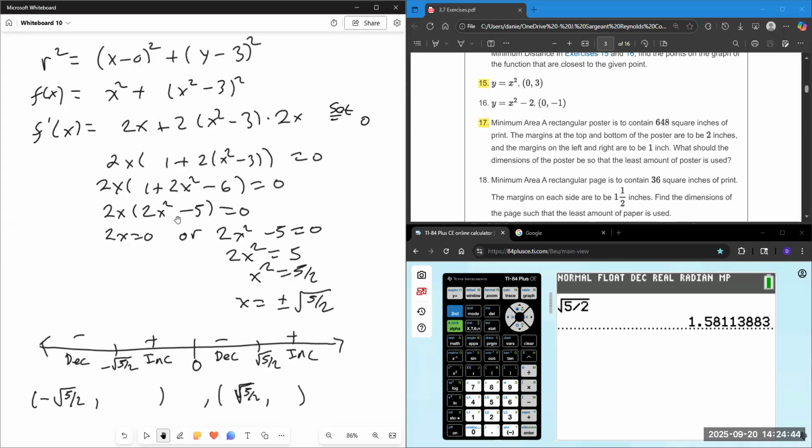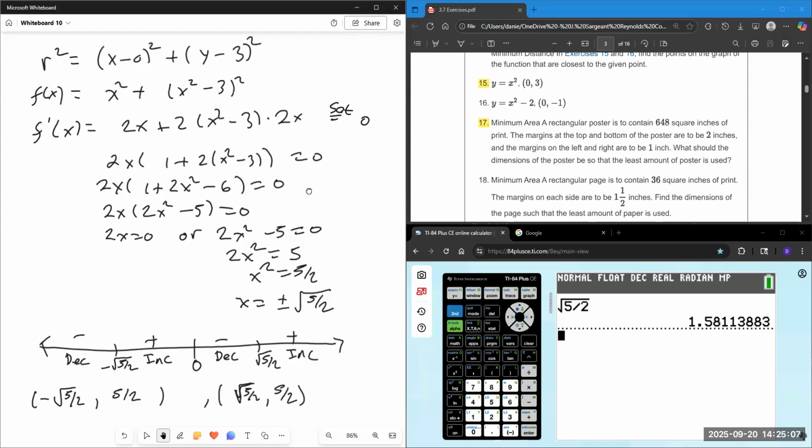And let's come back to the y is x squared. So when I square this, this is 5 halves. When I square this, this is 5 halves. And those are my xy ordered pairs. I don't need to do anything else. It doesn't ask me to find what the minimum distance is. So I'll just leave it at that.